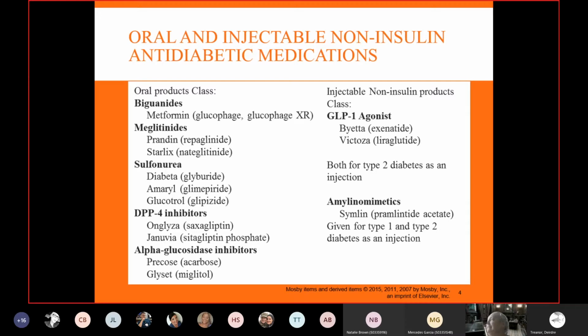Some of our orals, the classes: we have biguanides, which is metformin, Glucophage, which you might have seen a lot. Meglitinides, which is Prandin or Starlix. And if you look at the end of the names, it's inide. Sulfonylureas that you will see a lot, like Diabeta, Amaryl, Glucotrol. DPP-4 inhibitors, Onglyza and Januvia, not used a whole lot. Januvia is used some. And then the alpha-glucosidase inhibitors, which are Precose and Glyset.